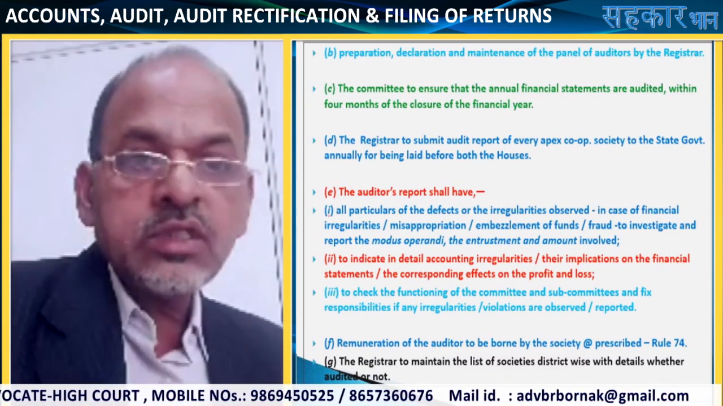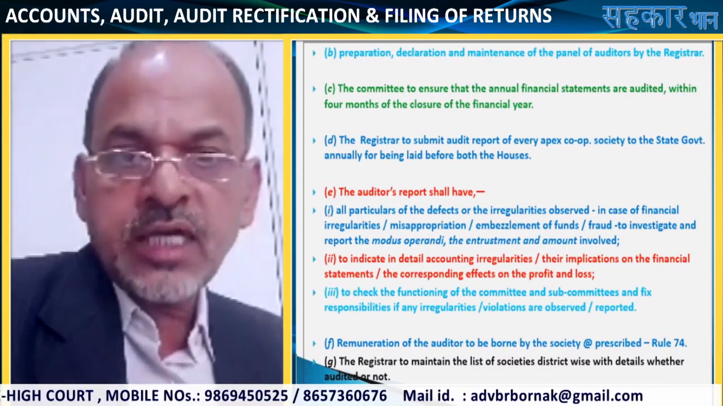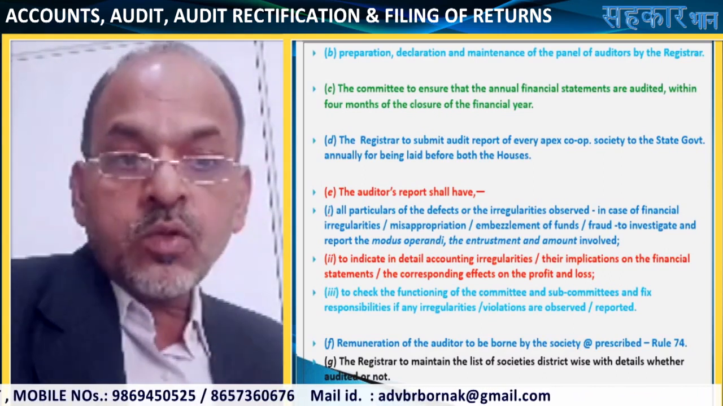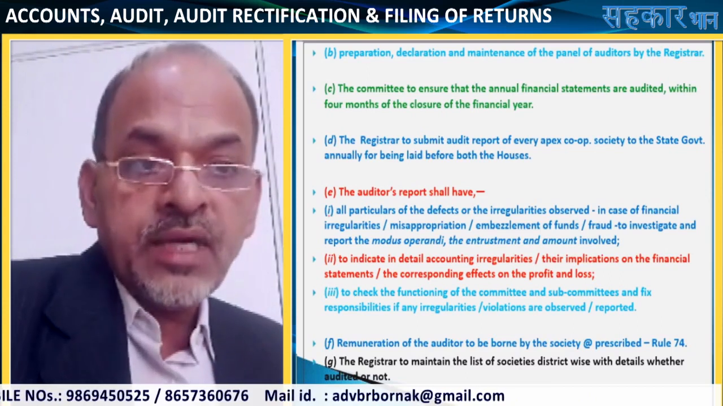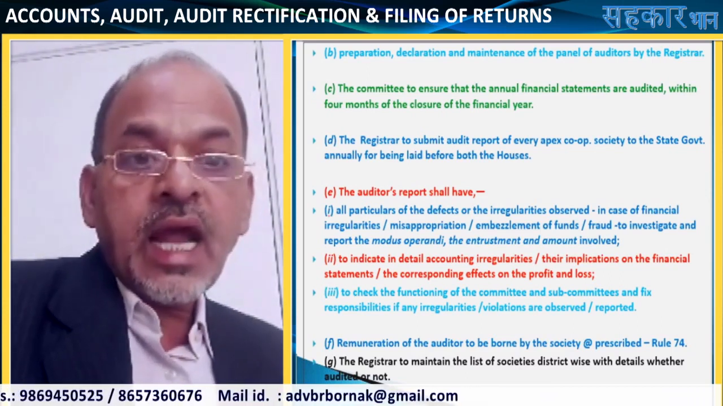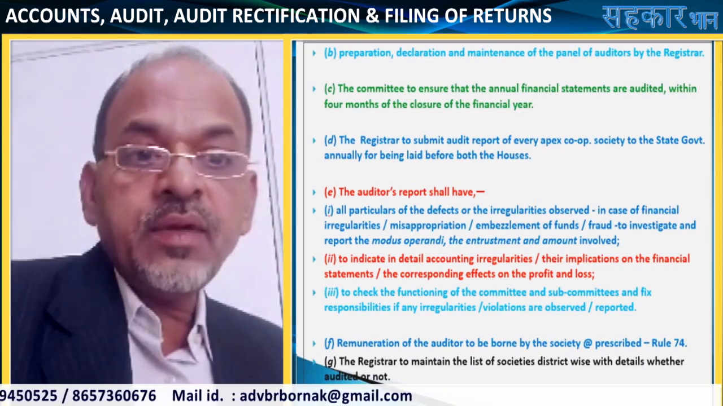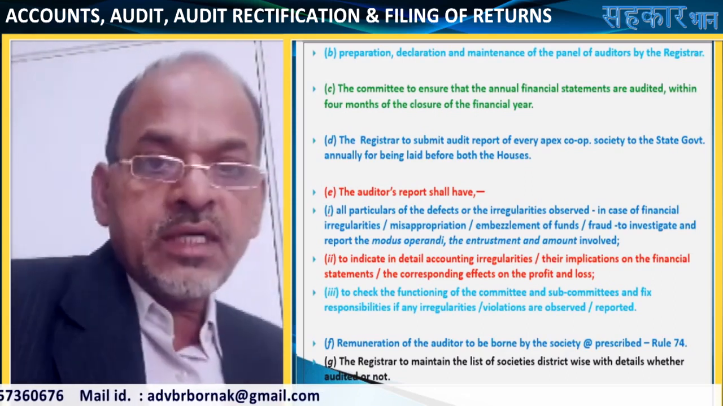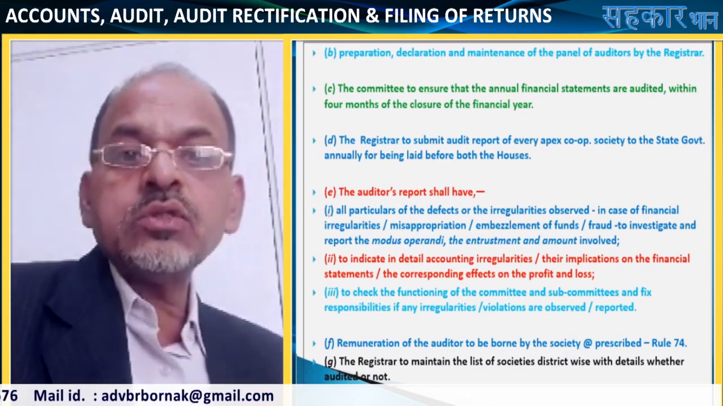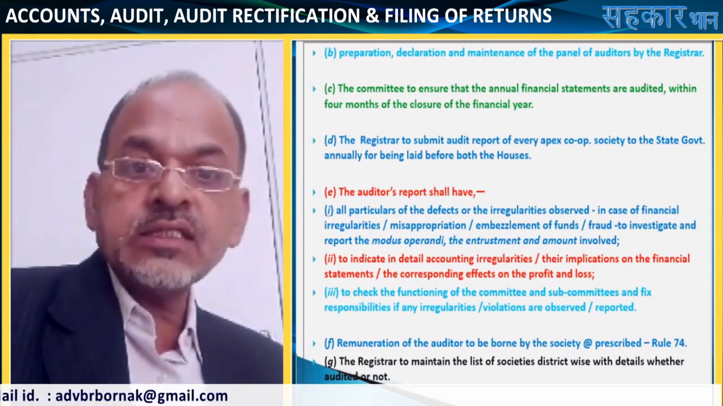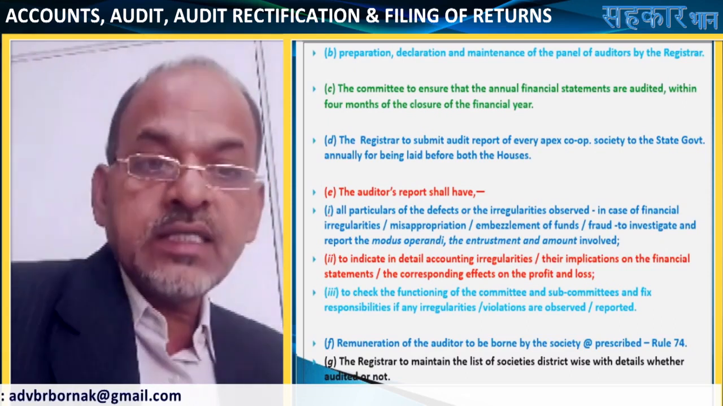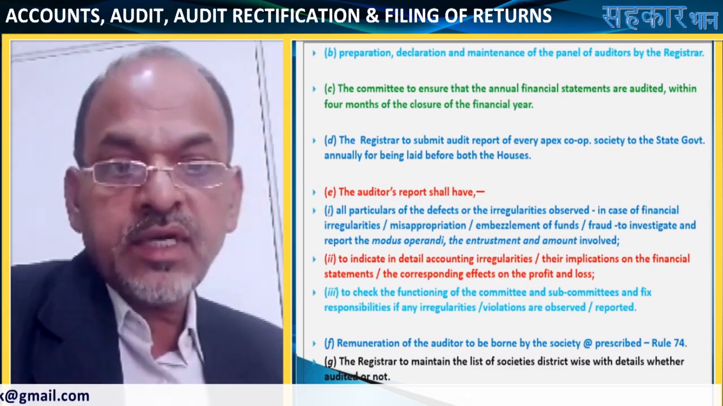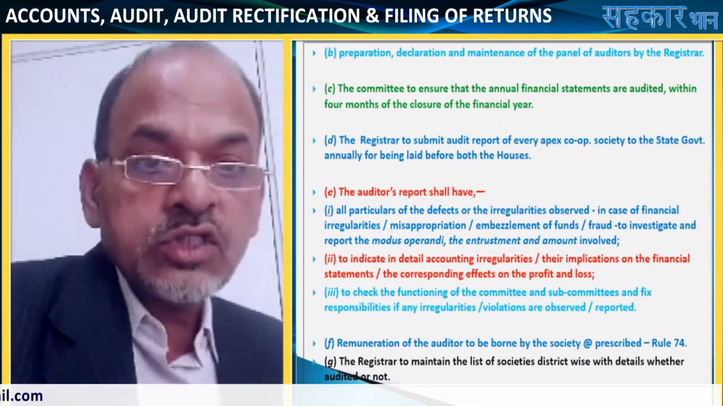Further, to check the functioning of the committee and subcommittees and fix responsibility if any irregularities or violations are observed or reported. Means the auditor is responsible to check the functioning of the managing committee and subcommittees as well, and if he finds any irregularity or violation by the committee or any subcommittee, then he will have to fix the responsibility and accordingly mention it in his audit report. Okay, so these are the things broadly the auditor will have to incorporate in his report.